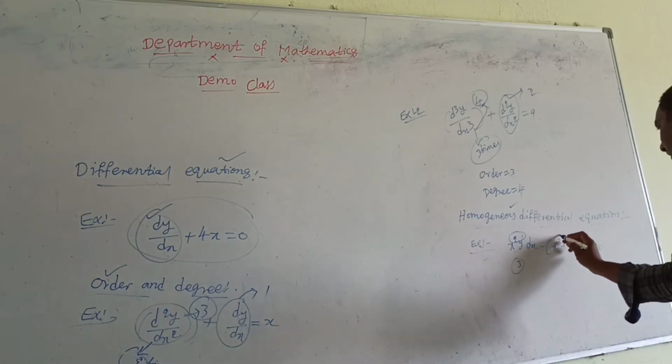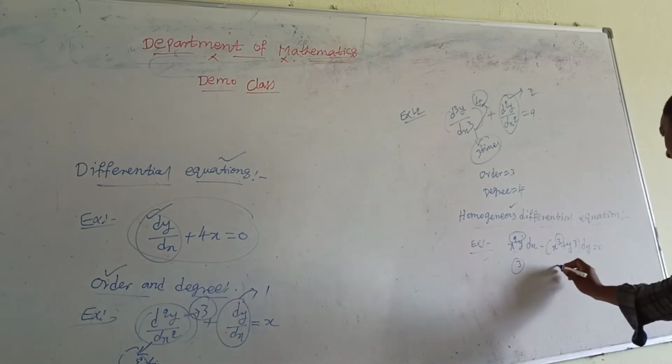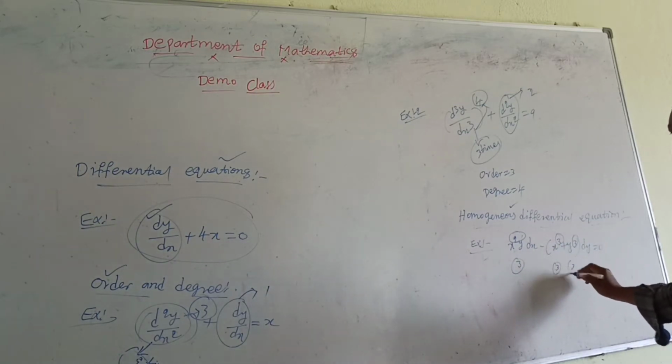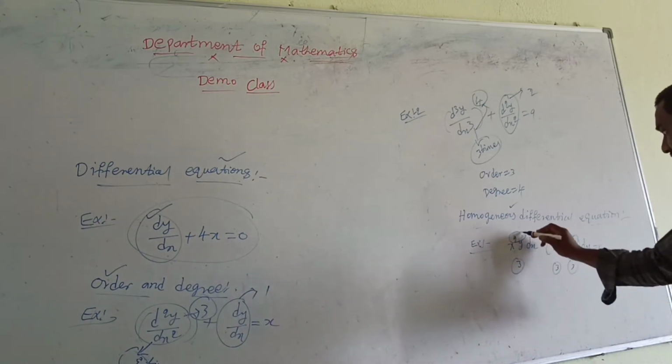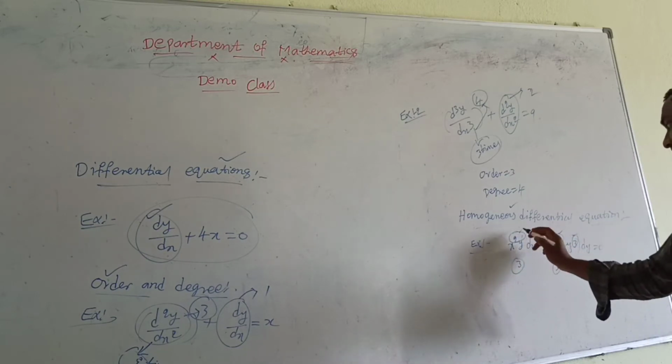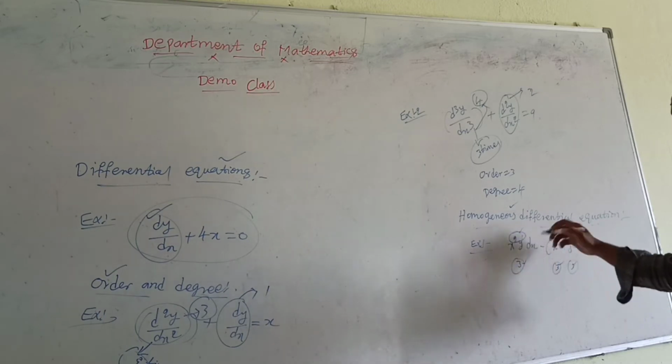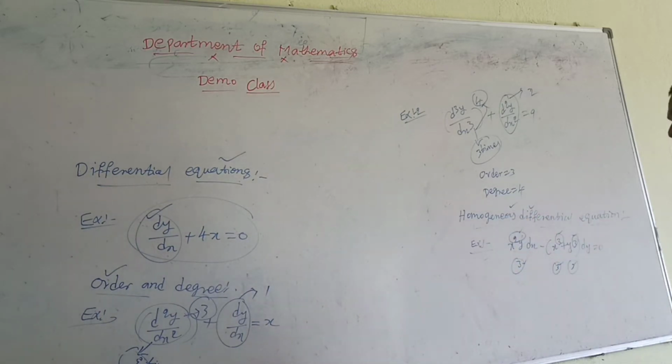If you observe clearly, here x to the power 3, so that means here having 3. Here having y power 3, so it's also having 3. If you observe clearly, all the powers are the same, 3 only. So equations like these are known as homogeneous differential equations.